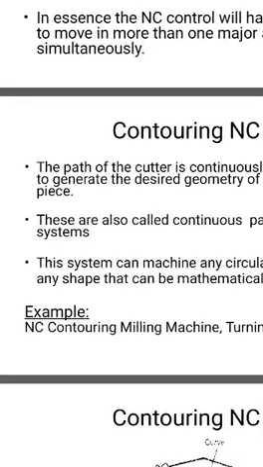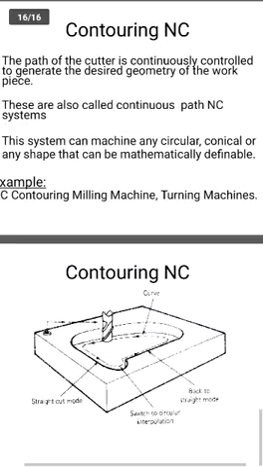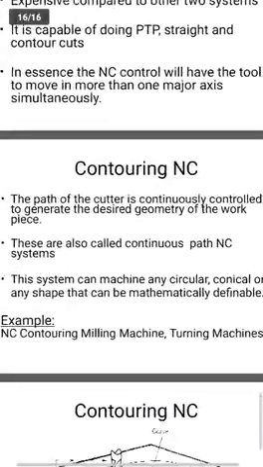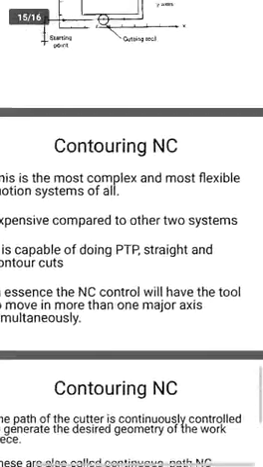According to the design of the job, we can control the tool by changing the tool and giving the shape to the workpiece. Like that we can change tool and workpiece in contour NC machines.